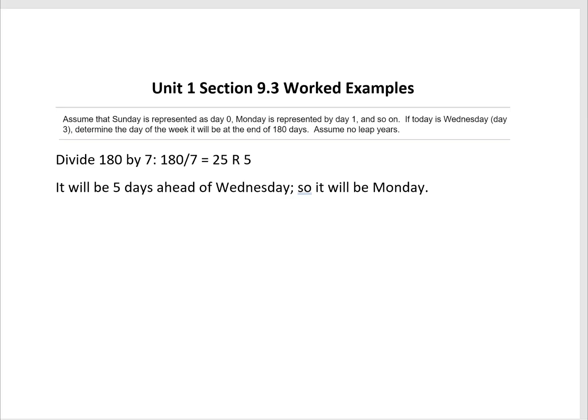Unit 1, Section 9.3, Worked Examples. Assume that Sunday is represented by day 0, Monday by day 1, and so forth. If today is Wednesday, day 3, determine the day of the week it will be at the end of 180 days. Assume no leap years.